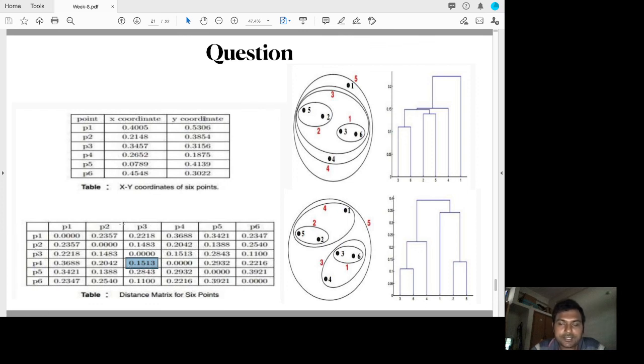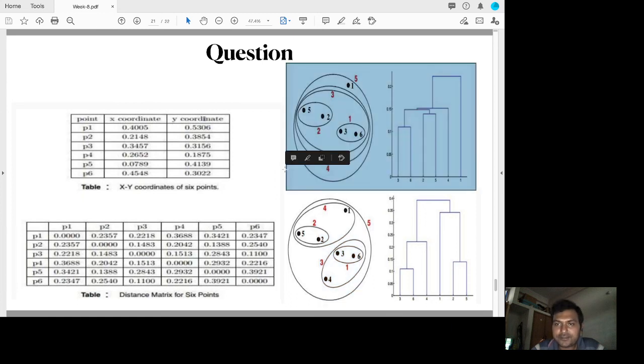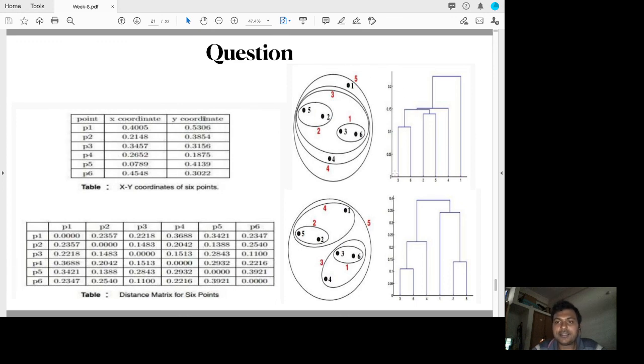But if you look at the distance between cluster 2 and cluster 1, then visually you can see that 2 and 3 are the closest points. Point 2 and point 3 are 0.1483 apart, which is lower than 0.1513. So if you are going by minimum linkage, you will never choose 0.1513 over 0.1483, and therefore you will never do this particular clustering. Is this clear? So that is why the top one is the clustering which follows the single linkage or minimum linkage distance metric.